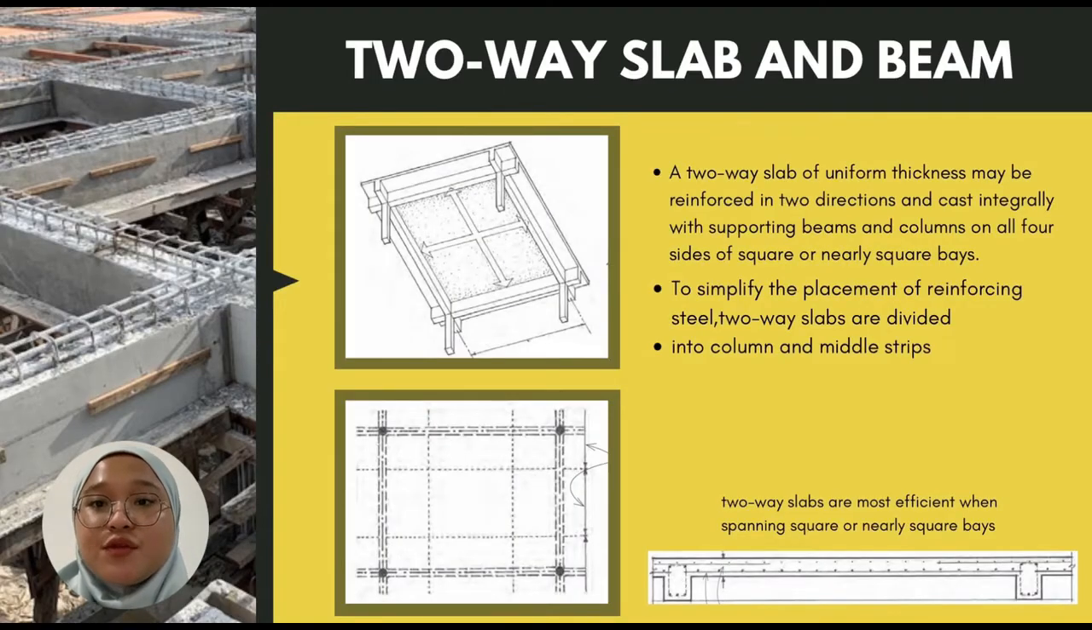A two-way slab of uniform thickness may be reinforced in two directions and cast integrally with supporting beams and columns on all four sides of a square or nearly square base. The two-way slab and beam construction is effective for medium spans and heavy loads as well. To simplify the placement of the reinforcing steel, two-way slabs are divided into column and middle strips. Two-way slabs are most efficient when spanning a square or nearly square base and are suitable for carrying intermediate to heavy loads as well.